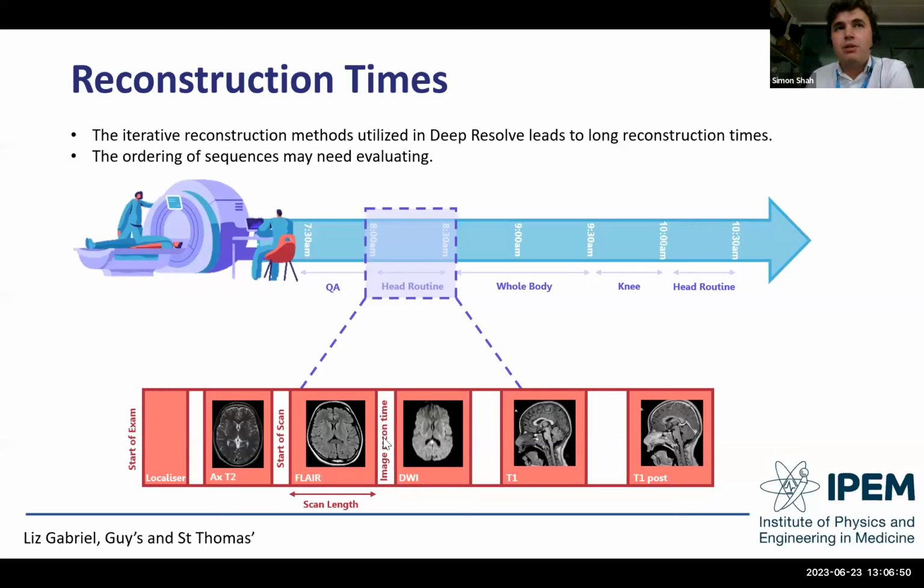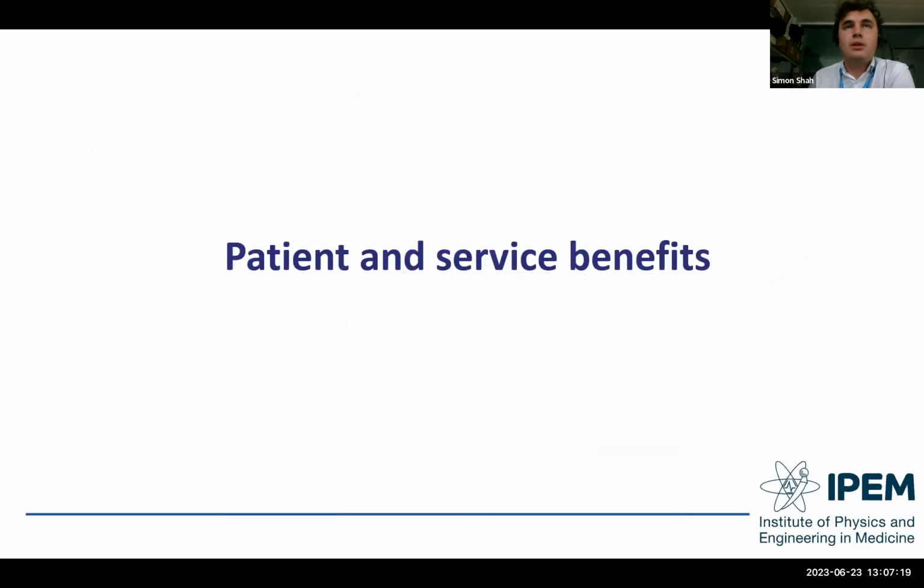And you may want to think about the way in which you order your sequences, such that you're not waiting around for an image to reconstruct so you can plan the next scan. So there needs to be a bit of consideration taken into how this works. And also to bear in mind that when you're choosing your booking slot, whilst you might have shortened your acquisition time and your scanner shows that you've shortened it to 15 minutes, you've still got all this other time that you have to take into account.